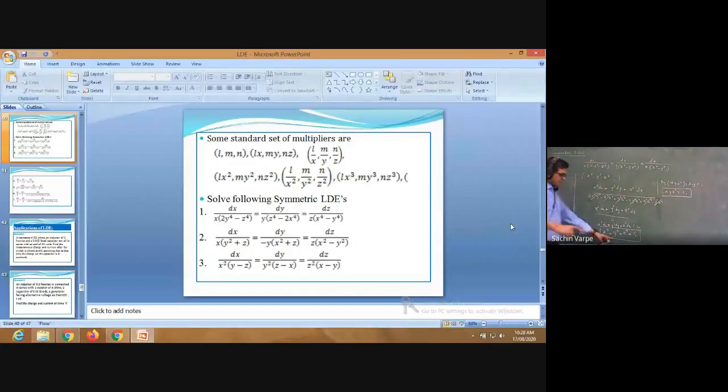So this is the second solution, which is completely linearly independent of this. They are not multiples. You can check. So therefore, equations 1 and 2 combinedly represent the solution of this symmetric differential equation. I hope it is clear. Please ask if any doubt.